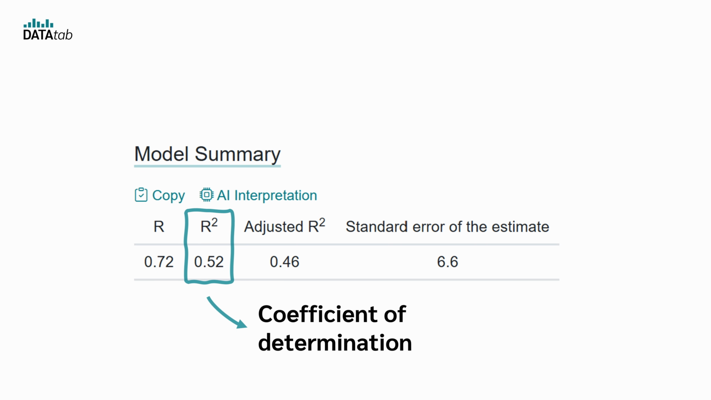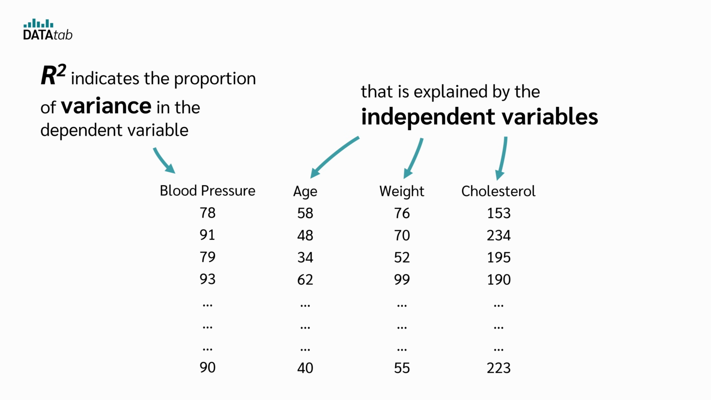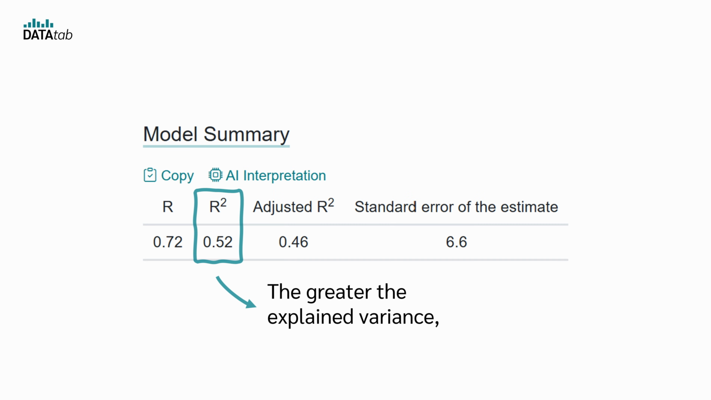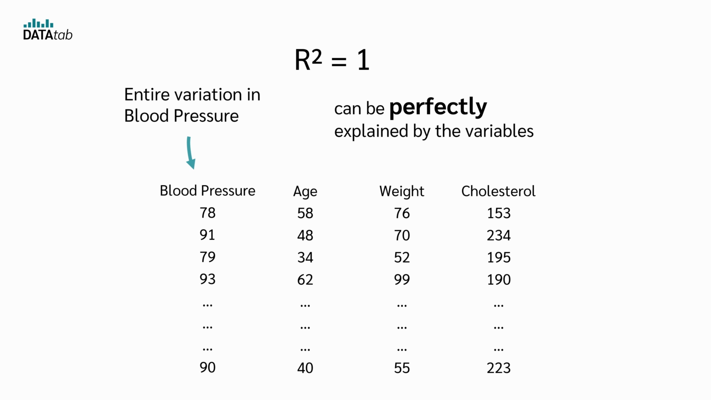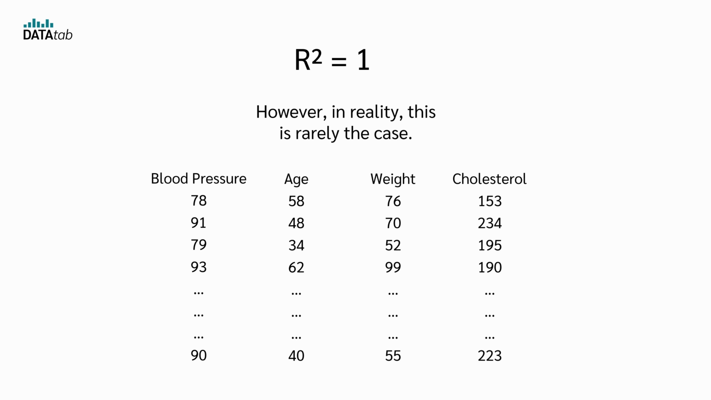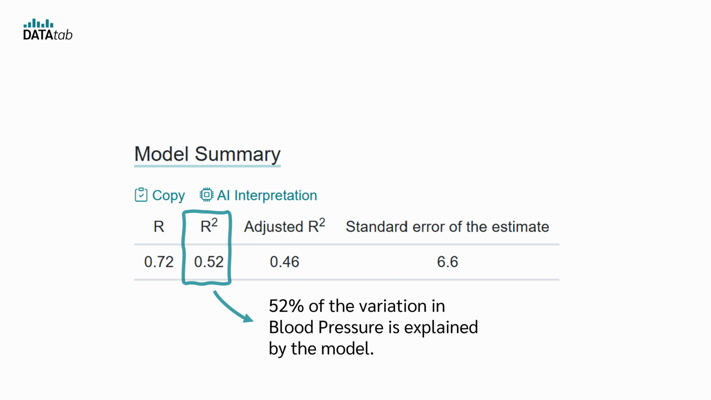R squared is called the coefficient of determination. R squared indicates the proportion of variance in the dependent variable that is explained by the independent variables. The greater the explained variance, the better the model's performance. For example, an R squared value of 1 would mean that the entire variation in blood pressure can be perfectly explained by the variables age, weight, and cholesterol level. However, in reality, this is rarely the case. An R squared of 0.52 means that 52% of the variation in blood pressure is explained by the model.